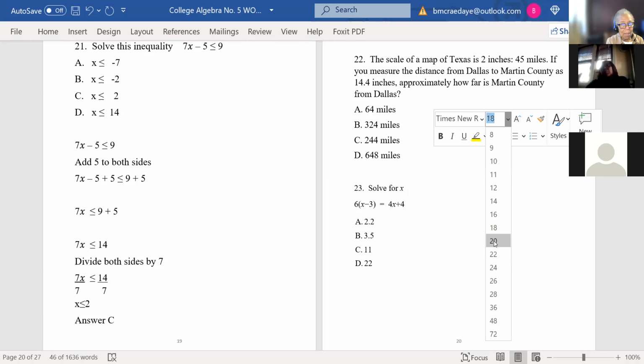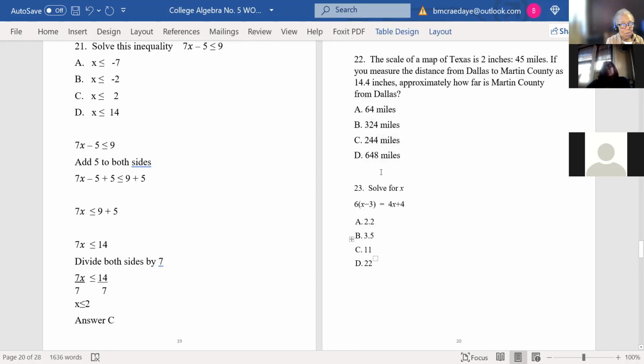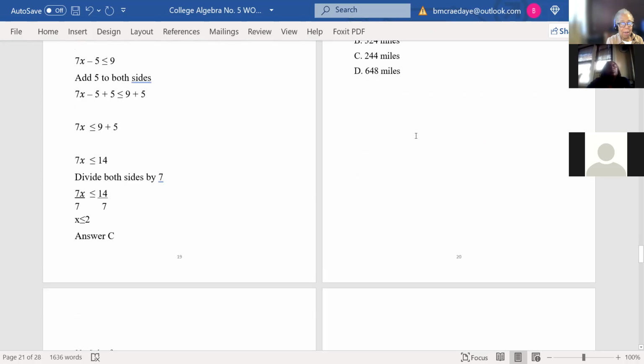How would you do it, mental math? You could do it ratio and proportion, or you could do mental math. How would you do it with a ratio? Well, let's see, mental math. How would you do it?